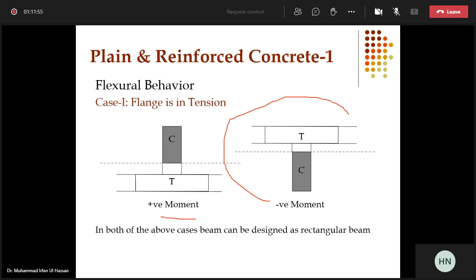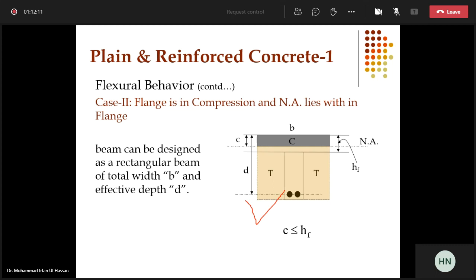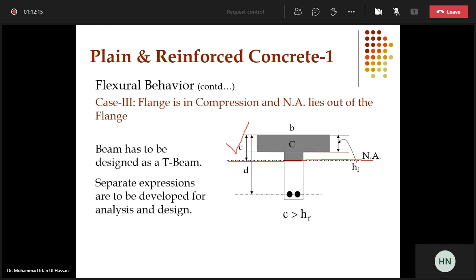If it is a positive moment, the tension will be on the bottom side, flange in tension. One possibility is there, case one, and sometimes it is possible that the web is in tension. So both possibilities are there. Basically the T-beam is not like the doubly reinforced one. Actually, you get more steel on the tension side due to the T-beam. Why? Because the compression is in the flange also, and compression is in the web also. So the sum of the compression forces gives the extra steel here.